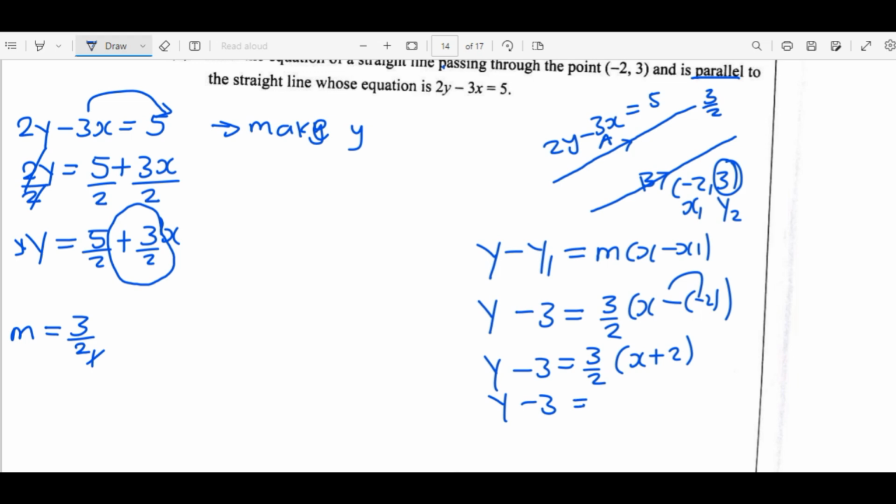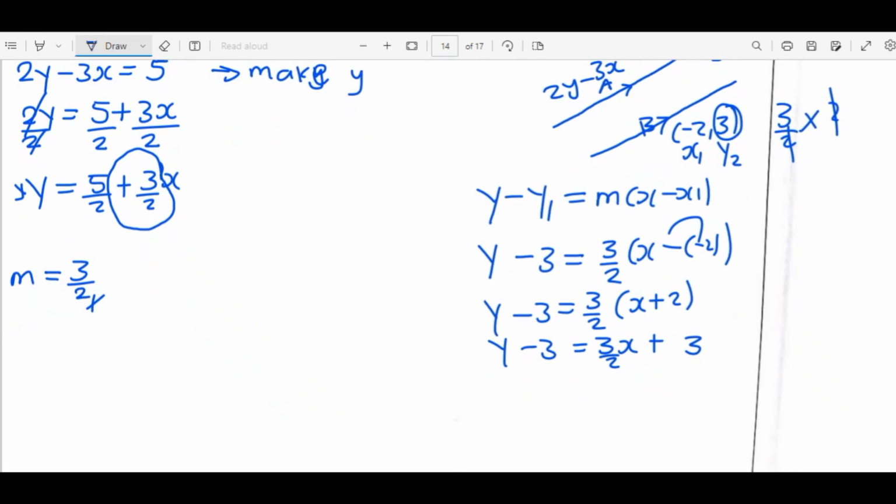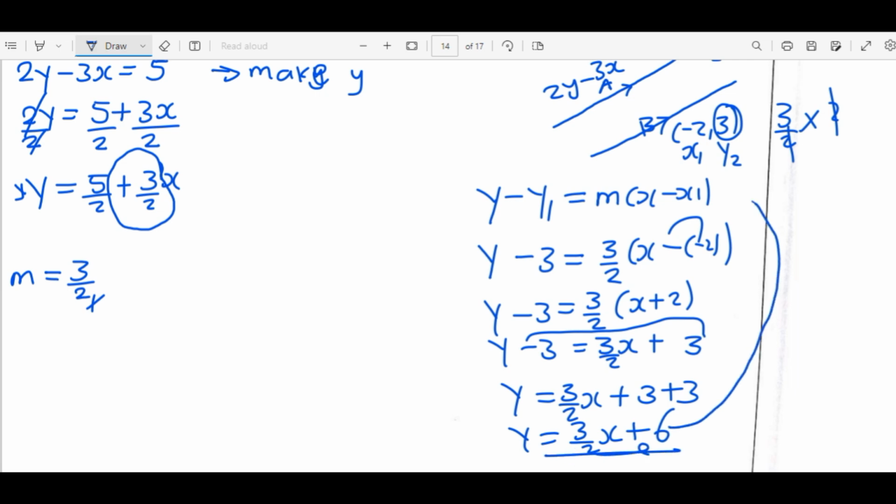We can now expand. 3 over 2 times x is 3 over 2x, plus 3 over 2 times 2 will just give us 3, since these 2 and these 2 will cancel. Then we can collect the like terms. This one will shift to this side. y is equal to 3 over 2x plus 3 plus 3, which is our final answer, 3 over 2x plus 6. So this is the equation for this line. Okay, so the point is whenever two lines are parallel, gradient 1 must be equal to gradient 2.